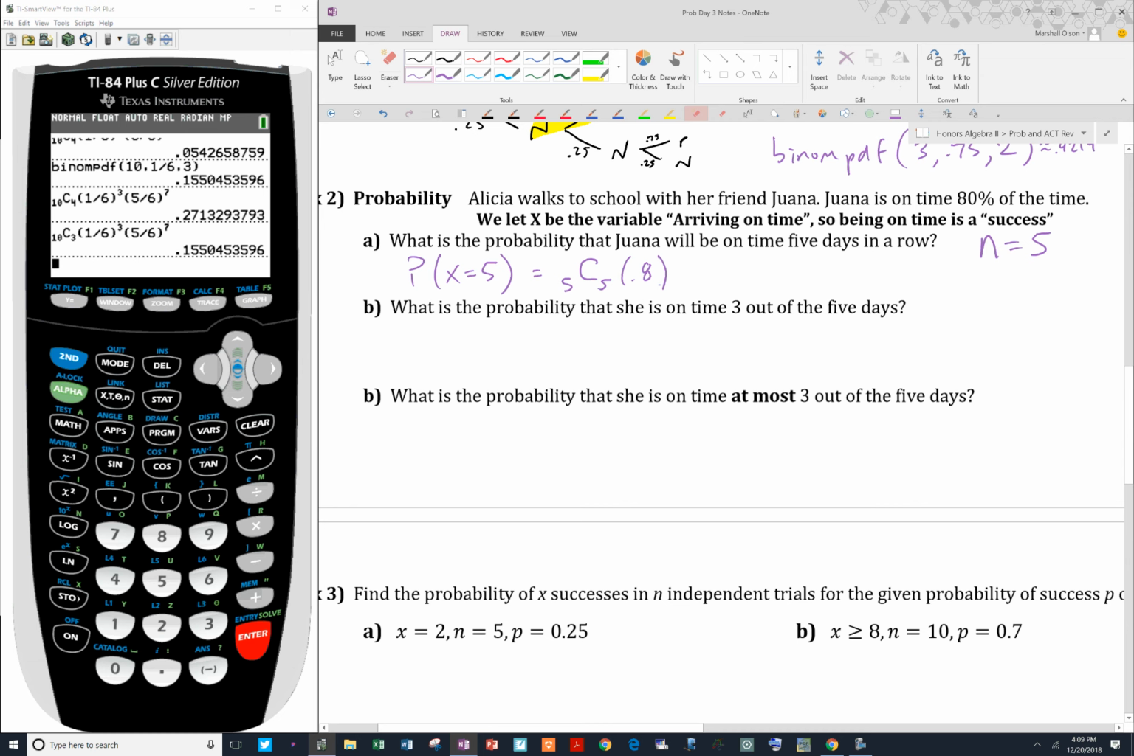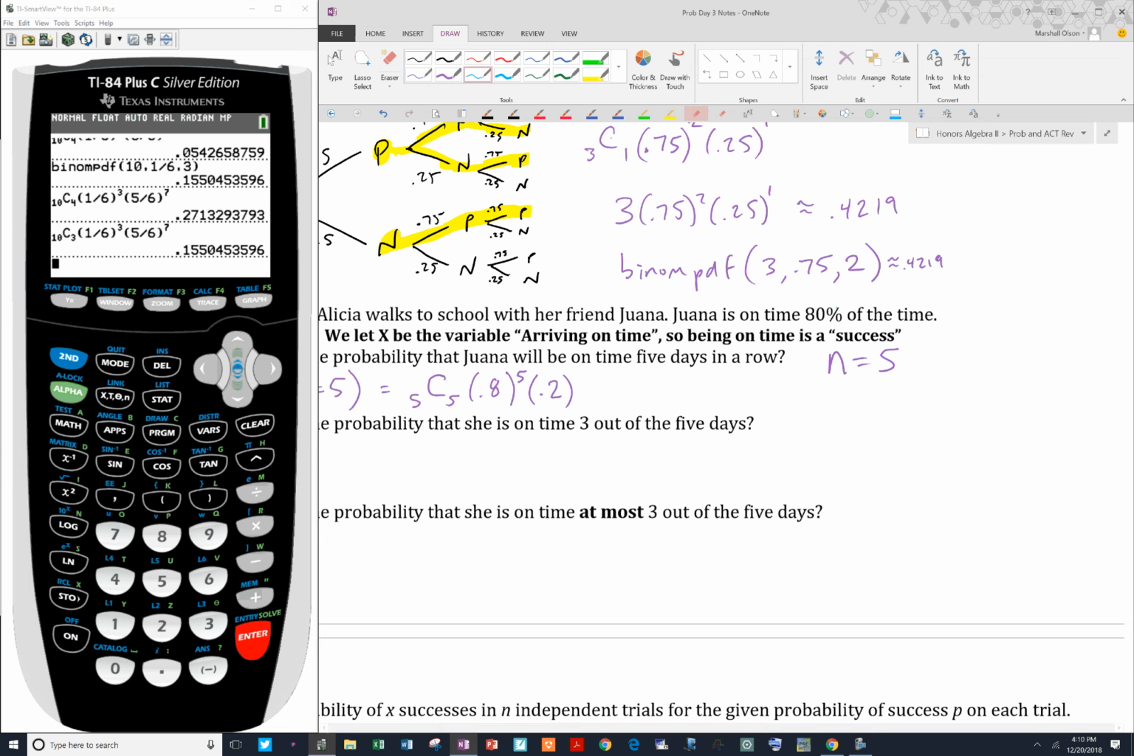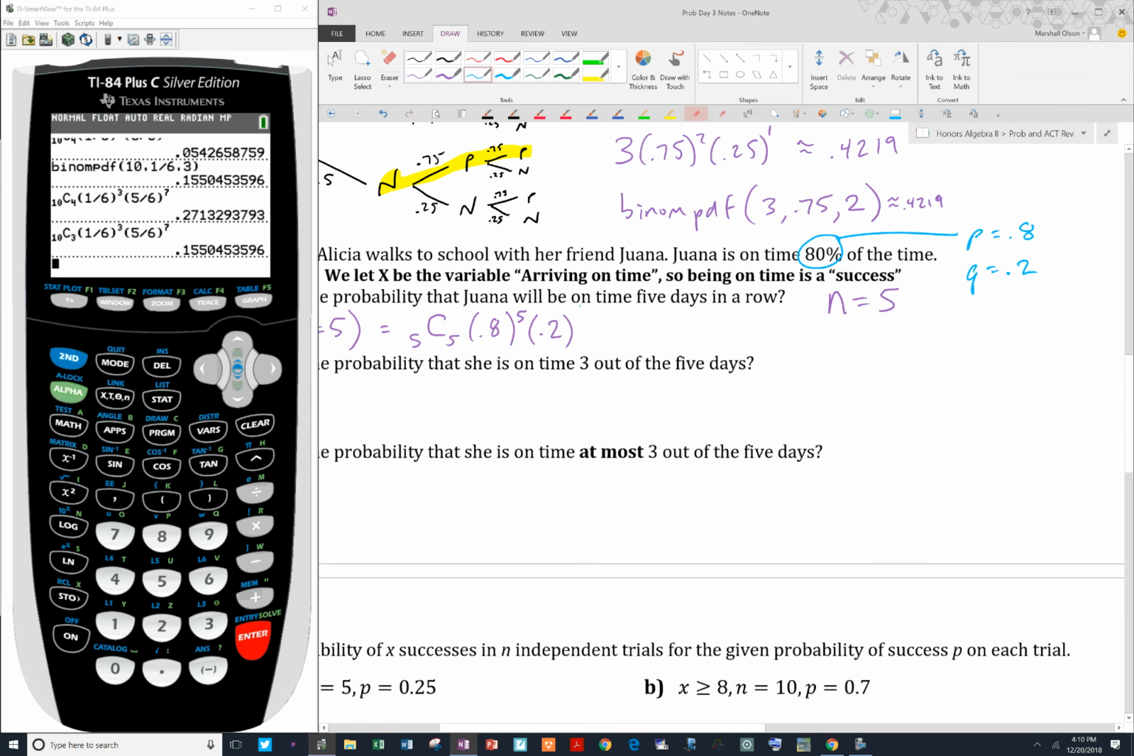Okay, if you don't trust me, you can go ahead and calculate that on your calculator. 0.8 to the 5th, because we're succeeding 5 times, and then the probability of not being on time is 0.2. So I'll just come up here and say P equals 0.8, which means Q equals 0.2. And that is going to be taken to the 0. Well, what's interesting here is 5 choose 5 is just 1. So we have 1 times 0.8 to the 5th. 0.2 to the 0 is also just 1. So really this is just 0.8 to the 5th.